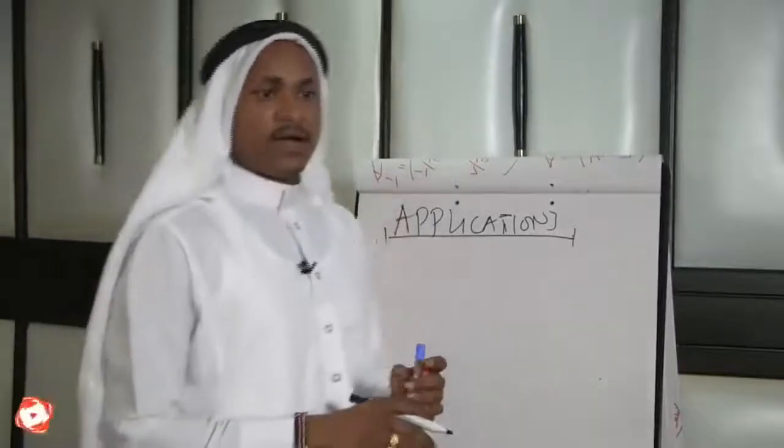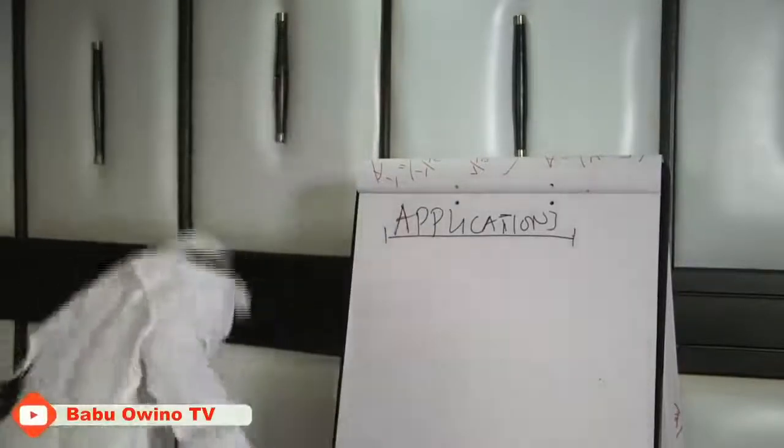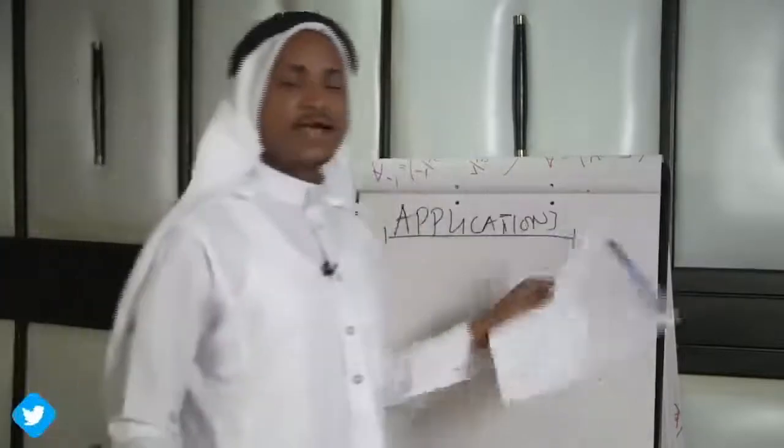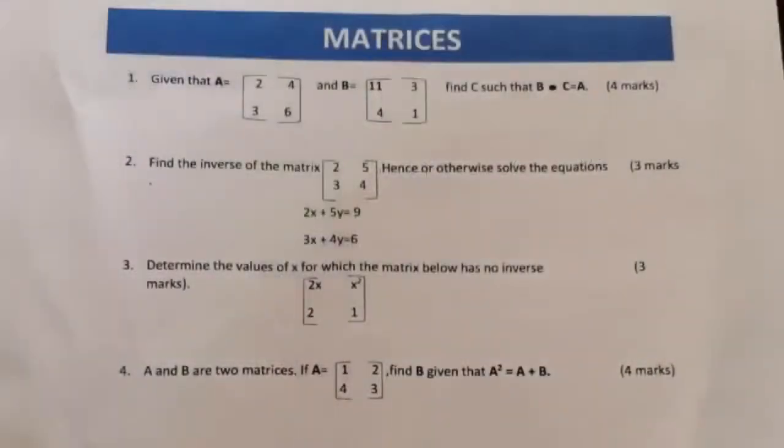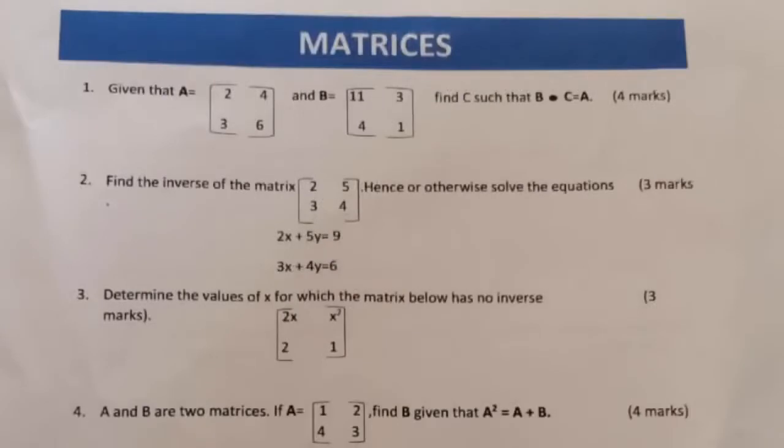So matrices can be applied when we have a question that you are given. I will make reference to the questions as we solve them. So the first question you are given, I will just read it loud. That is A equals 2, 3, 4, 6. We just want to solve a few questions, and I tell you how they are solved. B is equal to 11, 4, 3, 1. Then the question tells you to find C such that B times C equals A.